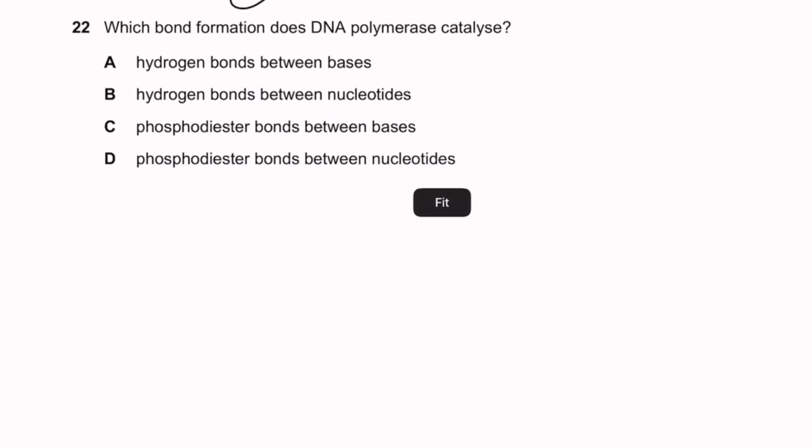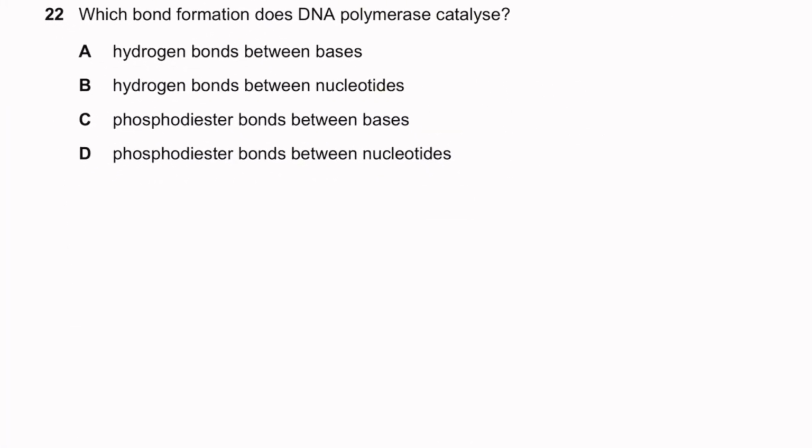Okay. Which bond formation does DNA polymerase catalyze? DNA polymerase catalyzes the formation of phosphodiester bonds between the nucleotides during DNA replication. So phosphodiester bonds between nucleotides. Let's see the other options. We have hydrogen bonds between nucleotides. That does not happen. Hydrogen bonds between bases actually happen quite naturally between a hydrogen atom of one of the bases and an oxygen atom of another base. So no, this doesn't happen.